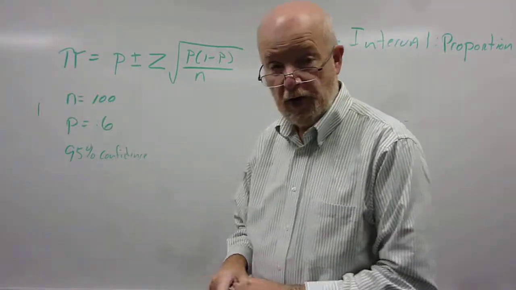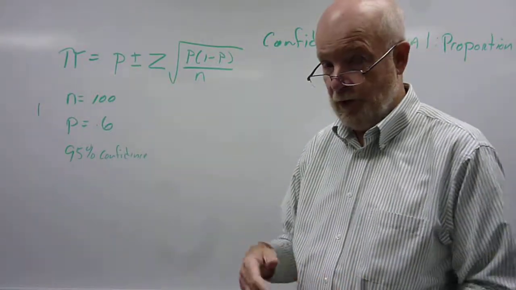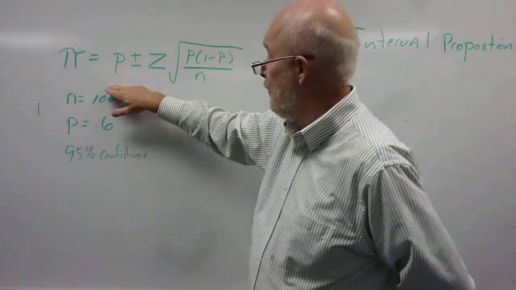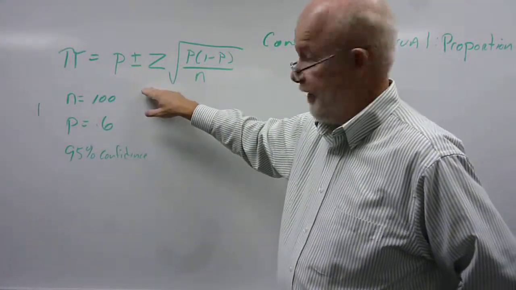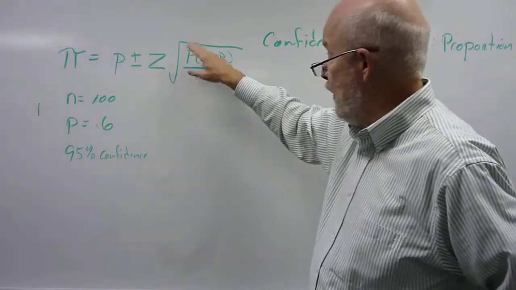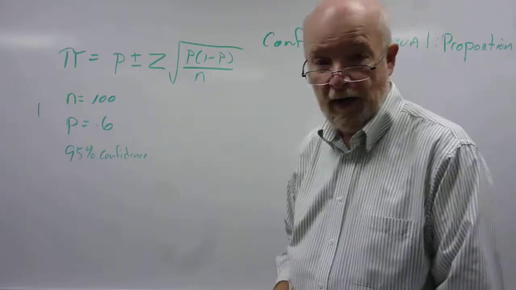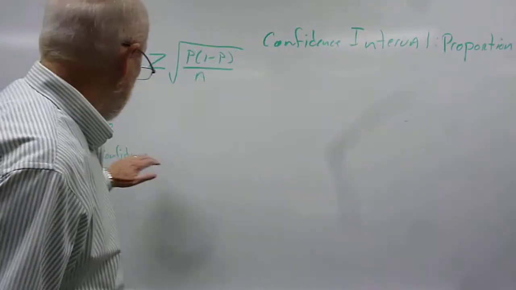Pi, which is the proportion for the population, which we seldom know, is equal to the proportion that we calculate from our sample, plus or minus z, which is based on our confidence level, times the square root of that proportion, times 1 minus that proportion divided by the sample size. So we have a problem here.